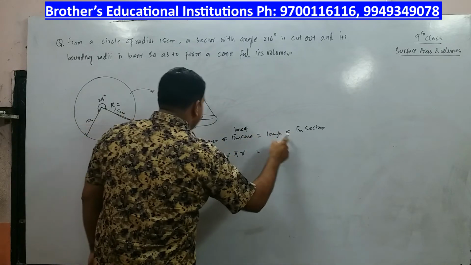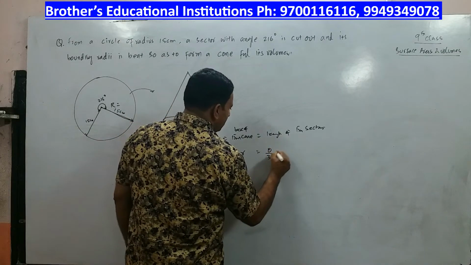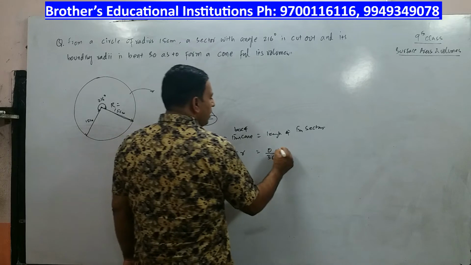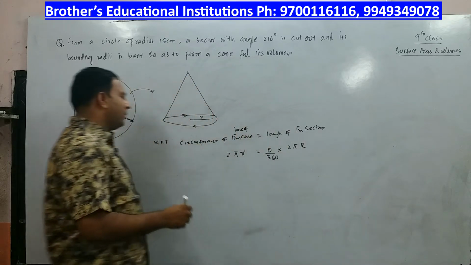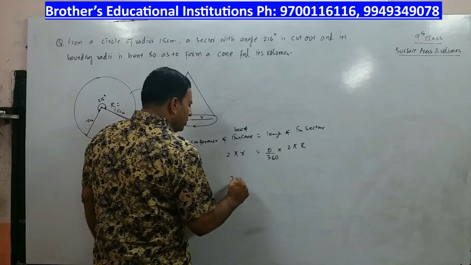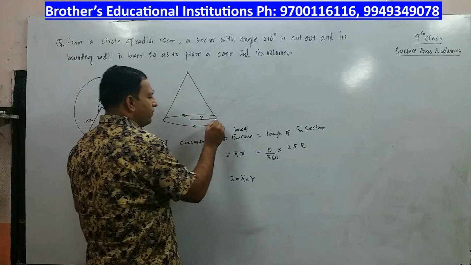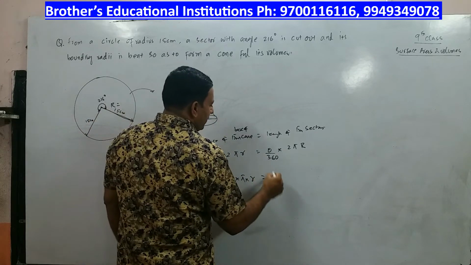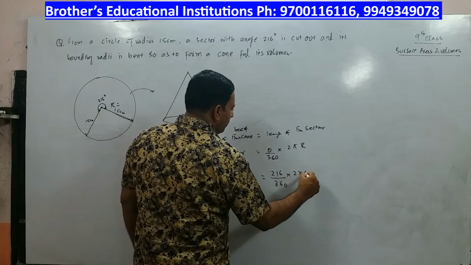What is the length of the sector formula? Now length of the sector is given to you by the formula theta by 360 into 2 pi capital R. This capital R represents the radius of the circle. Now 2 into pi into, what is the radius? We do not know. This radius we are supposed to find. And theta is 216 by 360 into 2 into pi into r.